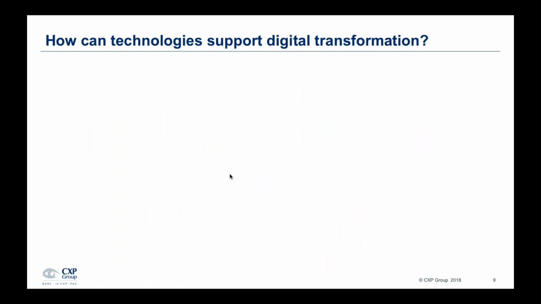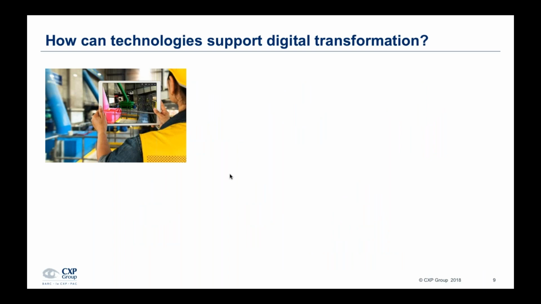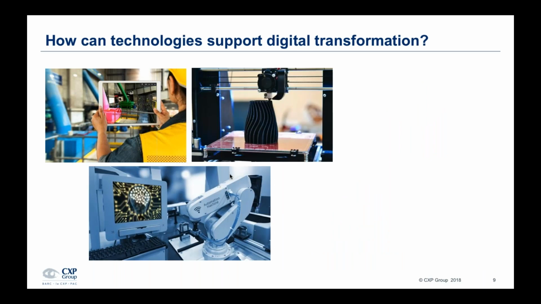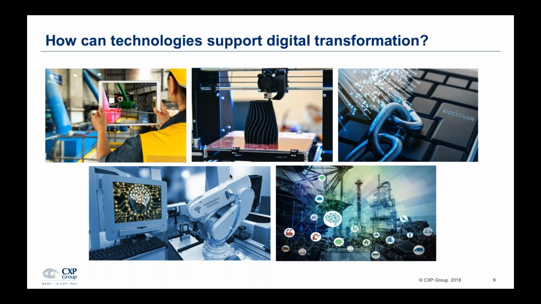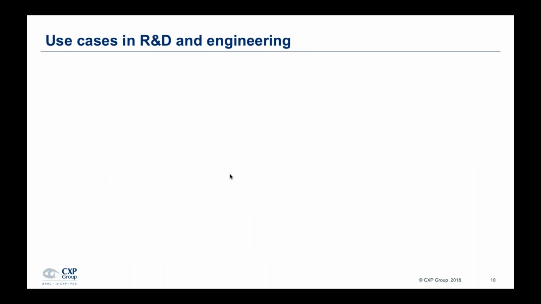And the big question now is how technologies like augmented reality, 3D printing, robotics, IoT, cognitive artificial intelligence or blockchain can support digital transformation. And in the following slides, I will show some selected use cases of how these new technologies can support digital transformation in various manufacturing domains. So for example, in R&D, in engineering, production, logistics, sales, marketing, or maintenance and field service. And this will of course not be a complete list, but it will give you a brief overview.